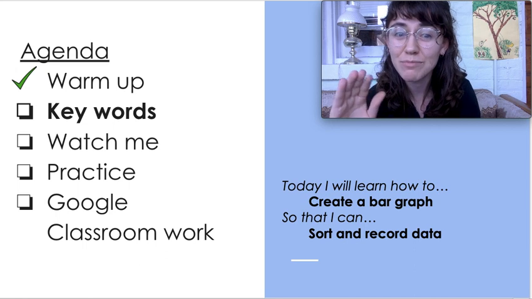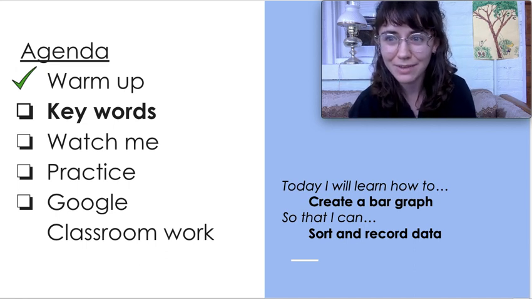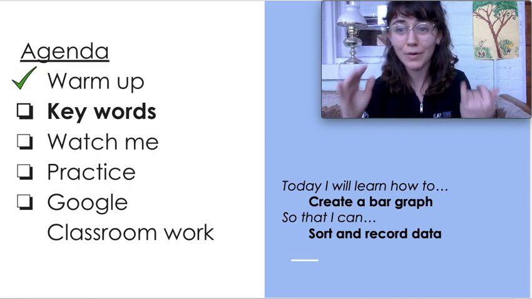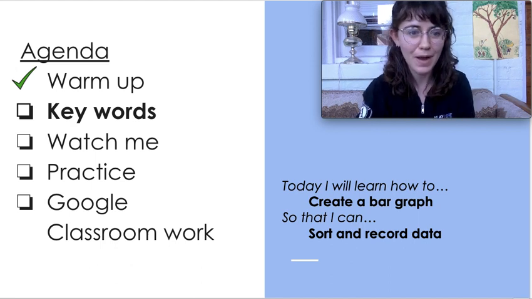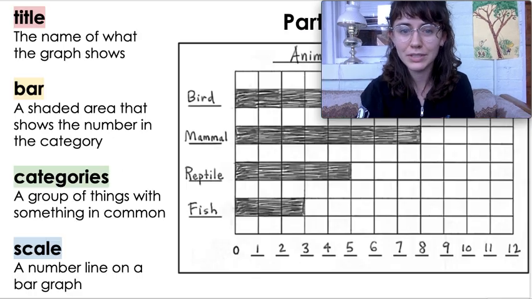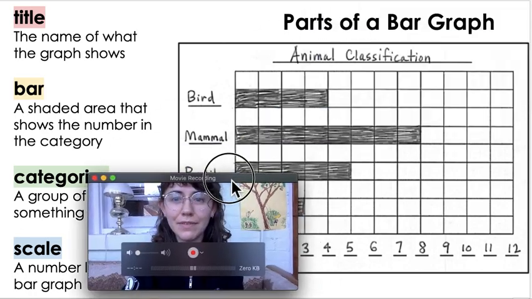So now let's learn some new keywords because our new kind of graph for today is bar graphs. We've already learned tables, we've already learned picture graphs, and so now we get to learn bar graphs. So the keywords for today, these are the different parts of a bar graph.